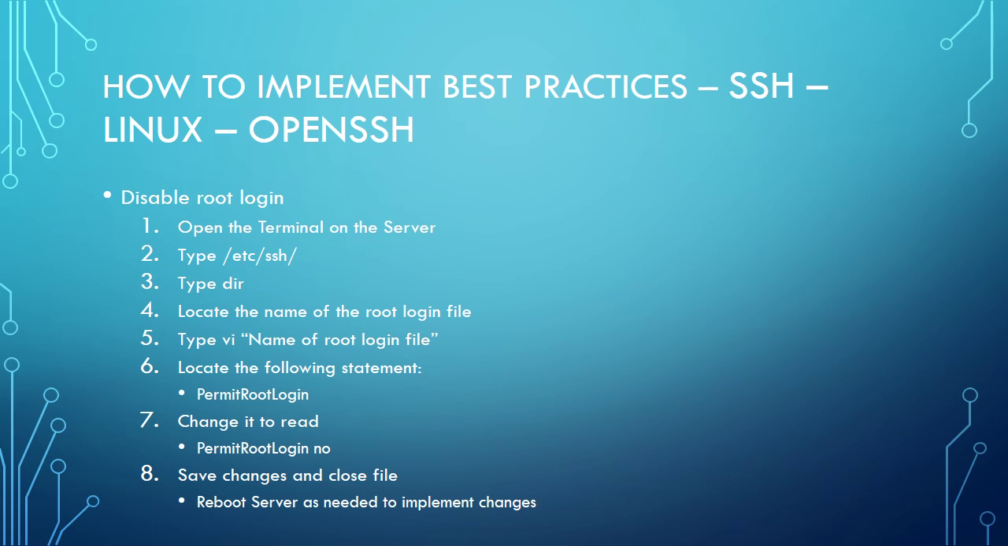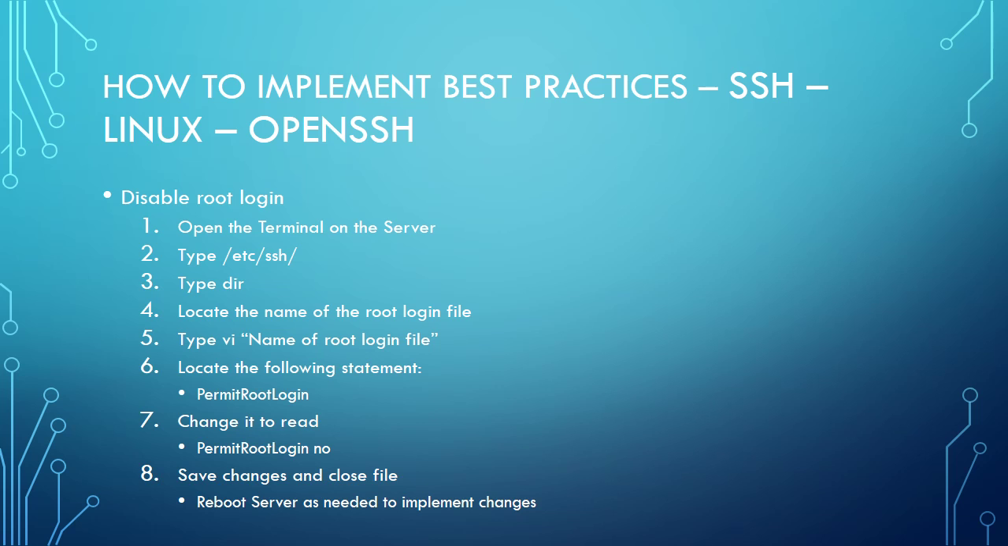To disable the root login, you open the terminal on the server, type /etc/ssh, press enter, type dir. This will bring up a directory of all the folders and files within the SSH folder inside of etc. You want to locate the name of the root login file. Once you've done that, you want to type vi and then the name of the root login file.